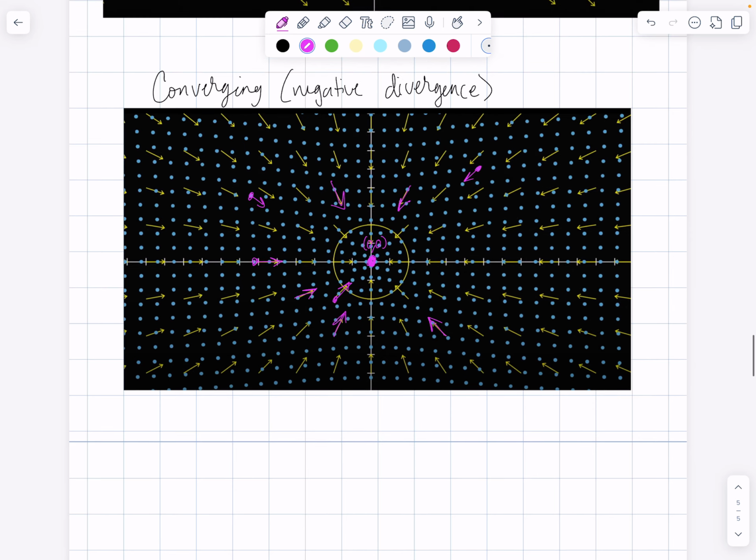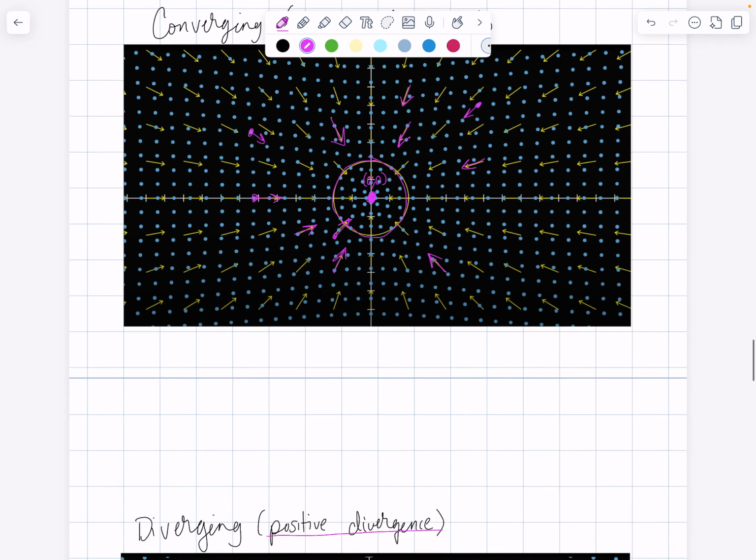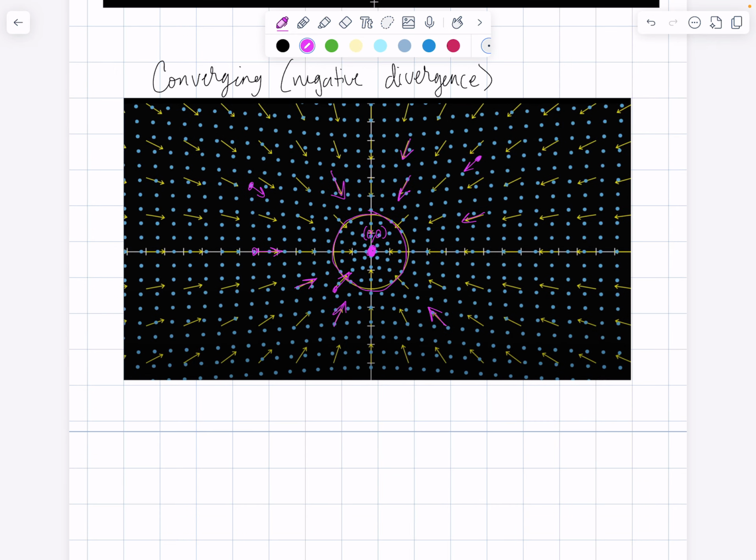And going back up to this example briefly, once again, we can see this is our region of focus around the origin, and all of these vectors are moving inward in relation to it. So this would be an example of negative divergence around the origin.